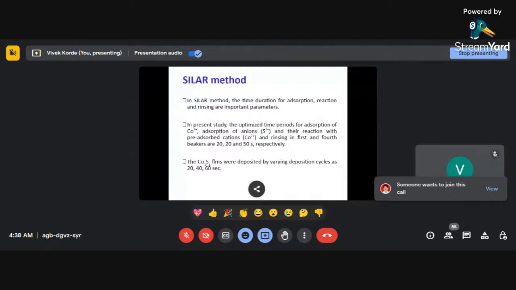And then what will happen? The Co3S4 films will be deposited by varying the deposition cycles, which were set at 20, 40, and 60. So finally, a cobalt sulfide film will be deposited on the substrate. In this way, this is called the SILAR method. Please, sir, go ahead.